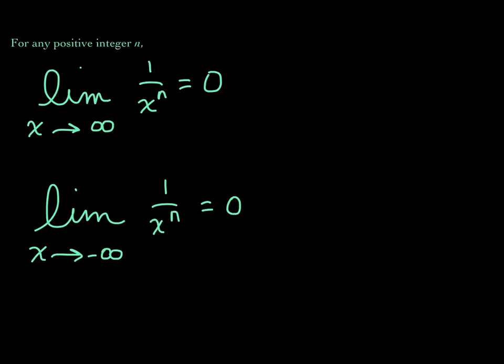So here it is, folks. The limit of 1 over x to the power of n as x approaches infinity is 0. And the limit of this same function as x approaches negative infinity is also 0. Here, n represents a positive integer. All right, one last example, and then we can conclude this lesson.